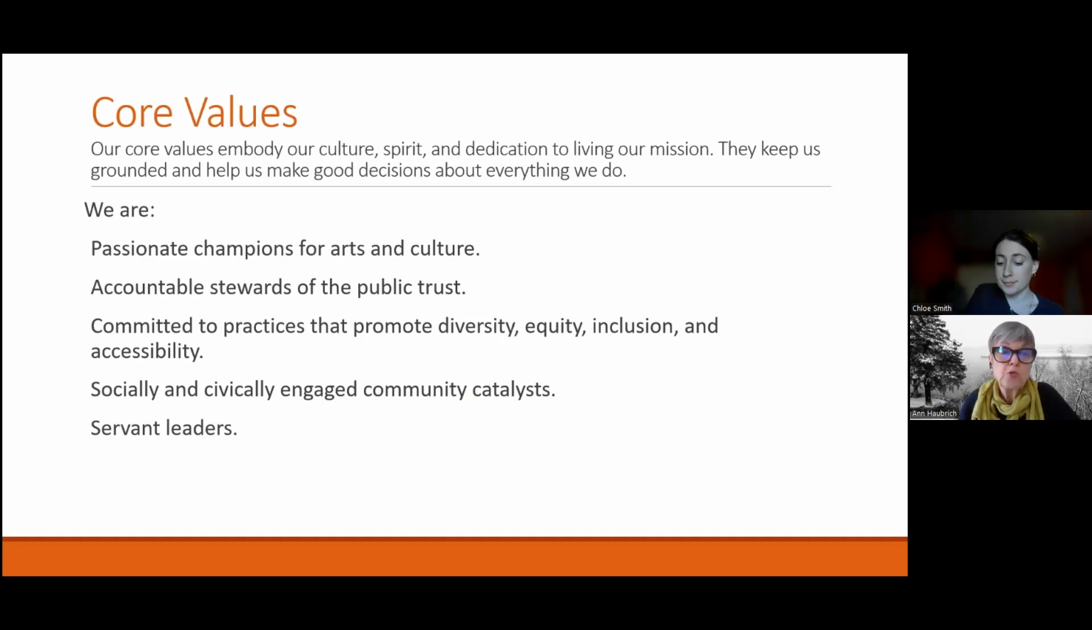Our core values embody our culture, spirit, and dedication to living our mission. They keep us grounded and help us make good decisions about everything we do. We are passionate champions for arts and culture. We are accountable stewards of the public trust. We are committed to practices that promote diversity, equity, inclusion, and accessibility. We are socially and civically engaged community catalysts, and we are servant leaders.